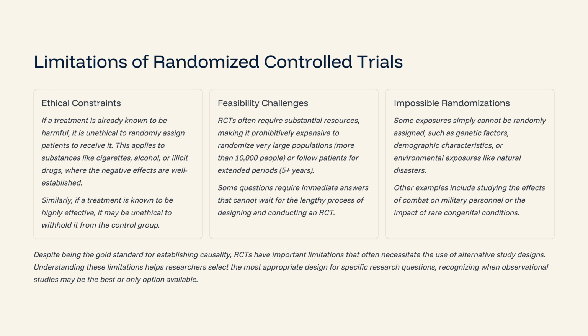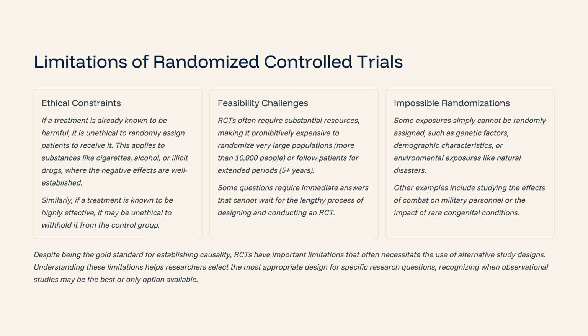Feasibility challenges with randomized controlled trials mean that it's really hard to do them. They're super duper expensive. It's hard to recruit people. It's hard to follow them over time. I've done my own randomized controlled trial and it's a lot of work. So they're just not feasible for really large population studies or long time periods and things like that.